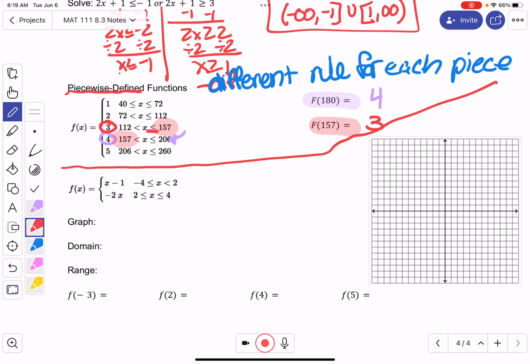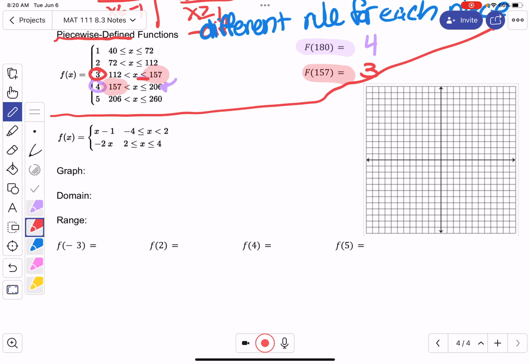So let's look at how to draw those. So this is our rule from -4 to 2. So our x's are going to range between -4 and 2 for that first piece. And then the second piece is going to go 2 to 4. So the first equation fits in this block. The second equation fits in this block.